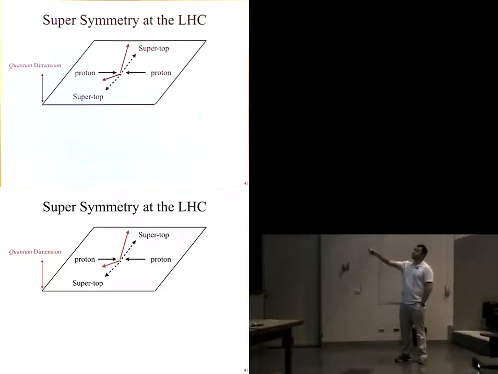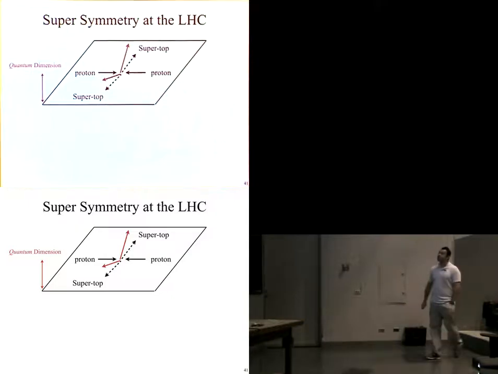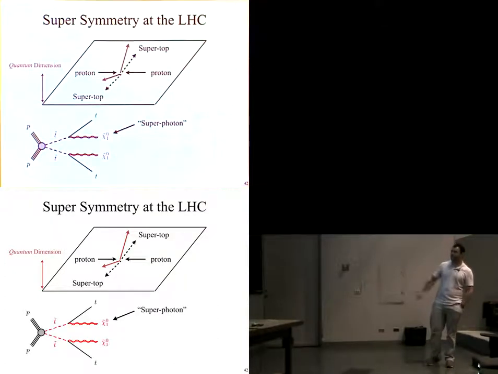Okay, so this is something that we can test at the LHC. Here's sort of an example of how you would do that. If we're colliding these things at the scale where supersymmetry becomes relevant, these proton collisions can produce things like supertops. Okay, so top quarks propagating in these extra dimensions, and we can look for this effect in collisions. So it gives diagrams that look like this. So you produce these supertops.